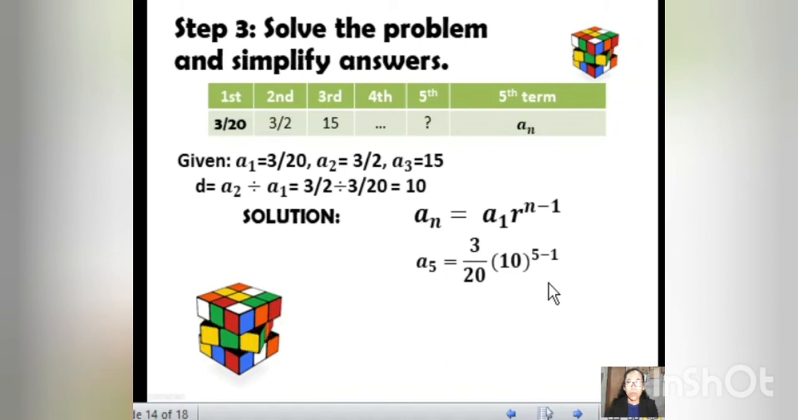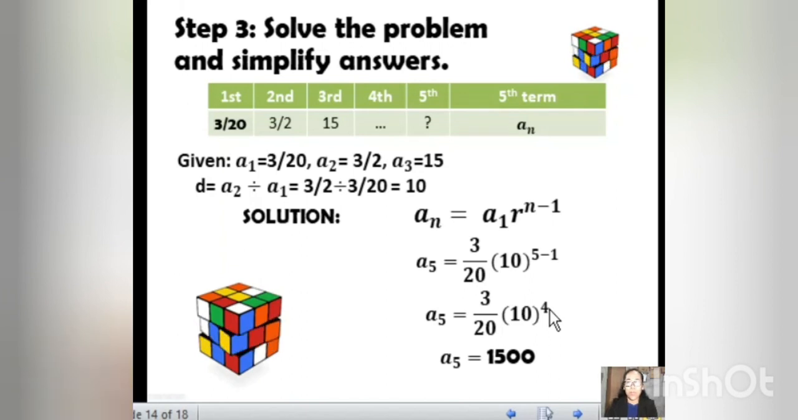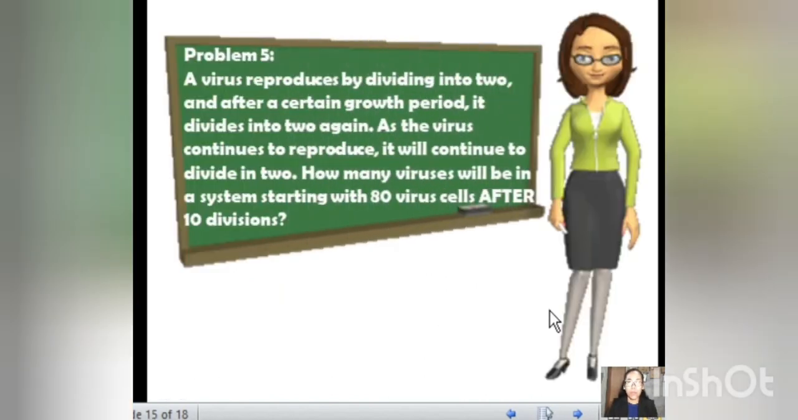So here, we have to find your a sub 5, or your fifth term, which is equal to the first term, 3 over 20, multiplied by your common ratio, which is 10, raised to 5 minus 1. So simplifying further, we have 3 over 20 multiplied by 10 raised to 4. So the final answer will give you your fifth term is equal to 1,500.